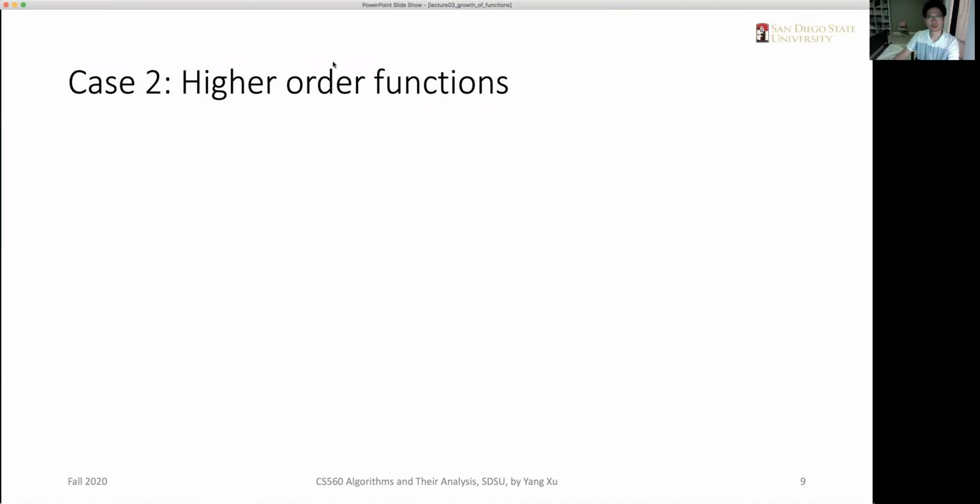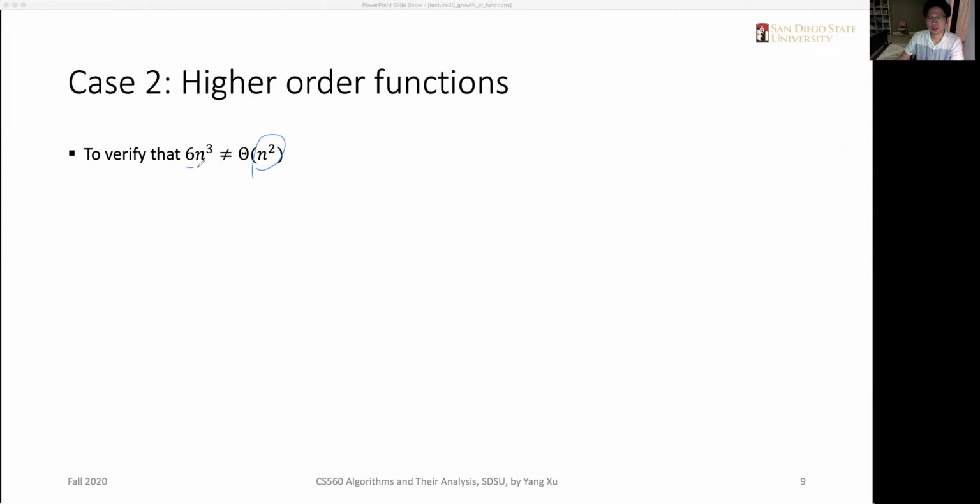So in this second example, we are going to show why a higher order function cannot be described by a big theta notation of lower order functions. The example we use is that the cubic function 6 times n cubed cannot be described by the big theta of n squared. Intuitively, the function in the big theta notation is a lower order function.